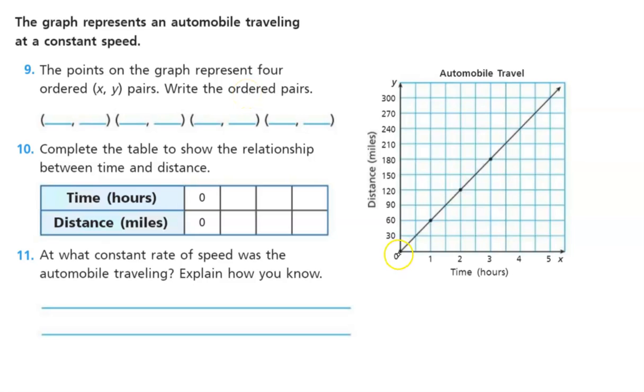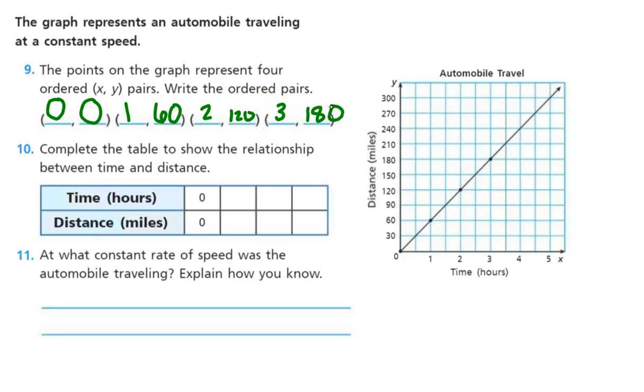So I want to remind you first, you always got to go to the right and then you can go up. So this first point actually looks to be 0, 0, because there's a little dot right there. So our very first one is 0, 0. The next one looks like 1, 60. Then it looks like we have 2, 120. And then this third one looks like 3, 180.